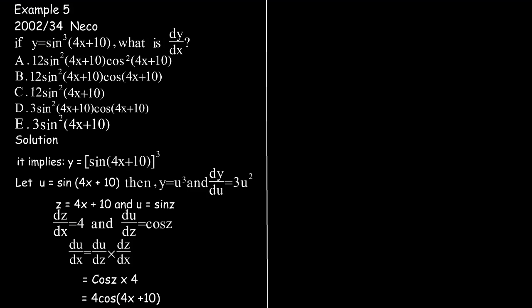Now to get dy over ds, also using chain rule, dy over ds will be equal to dy over du times du over ds, which is equal to, dy over du is 3u squared, times our du over ds, which is equal to 4 cos in bracket 4s plus 10.